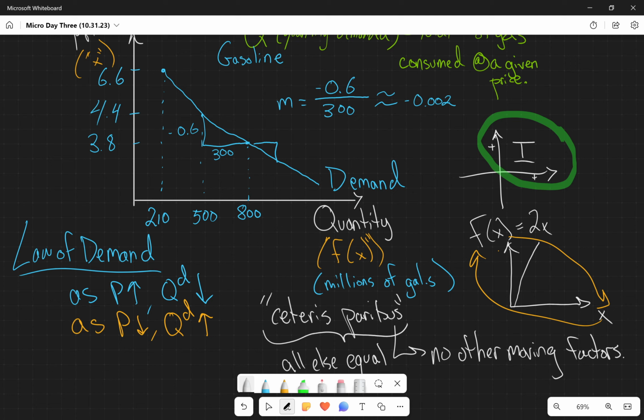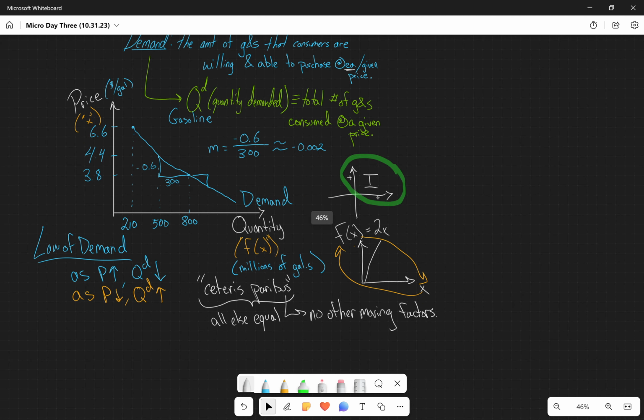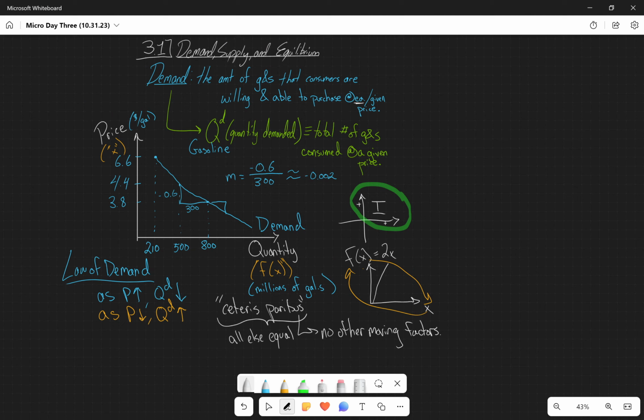So we're not talking about unemployment, we're not talking about advances in gasoline efficiency in cars or anything like that, right? We're not talking about substitutes that might be there for gasoline-powered cars, so on and so forth. There are lots of things that could impact the demand, but right now, when we're talking about the law of demand, we're just talking about how the price increase results in a quantity decrease, or how a price decrease results in a quantity increase. We have to assume all of those other factors are held constant. Questions on demand, quantity demanded, and the law of demand? All right.